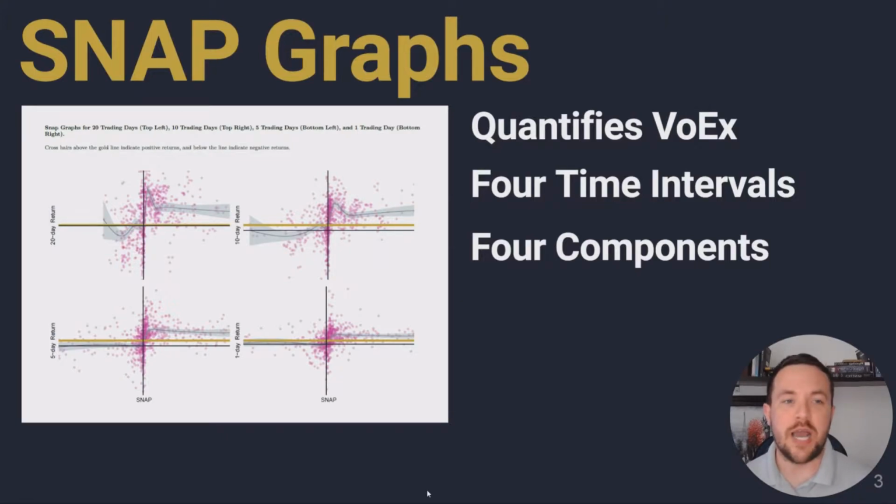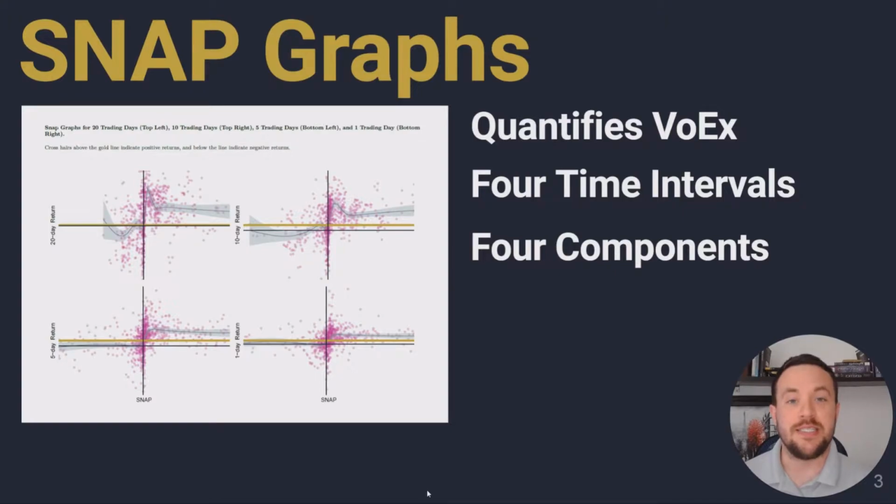So we have the 4 time intervals for the snap graphs, and we have the 4 components on each snap graph. The first one you'll note is the gold line that goes through. That denotes if the snap algorithm is giving us a positive expected return or a negative expected return. And it indicates that to us by placing the crosshairs either above the gold line or below the gold line. So in this example, we see that all 4 snap graphs have negative returns because the crosshairs are below the gold line on all 4 snap graphs.